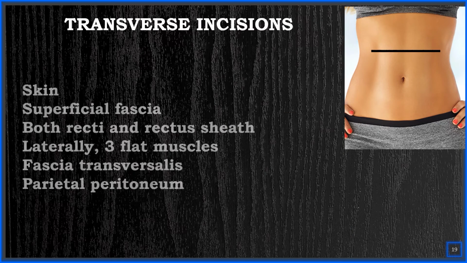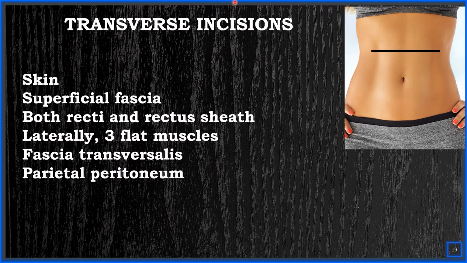So transverse incisions, what are the structures that are cut through? You have the skin, superficial fascia, both the recti and the rectus sheath. Then if the incision is extending laterally, the three flat muscles, external oblique, internal oblique and transversus abdominis, are also cut. Then below that you have the fascia transversalis and the parietal peritoneum. So those are the structures that are cut while putting a transverse incision. The recti have to be divided transversely in the intersegmental plane, that is between the points of entry of nerves. So intersegmentally you have to cut the recti.